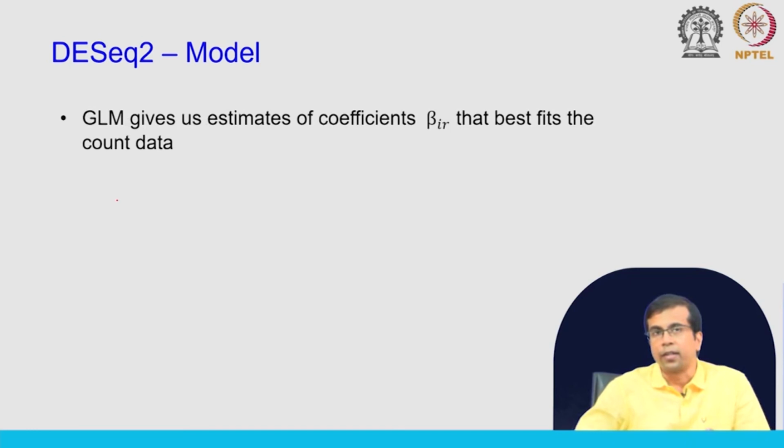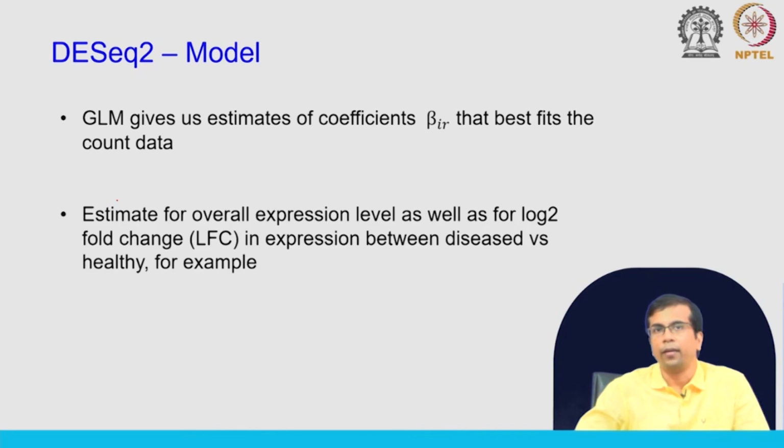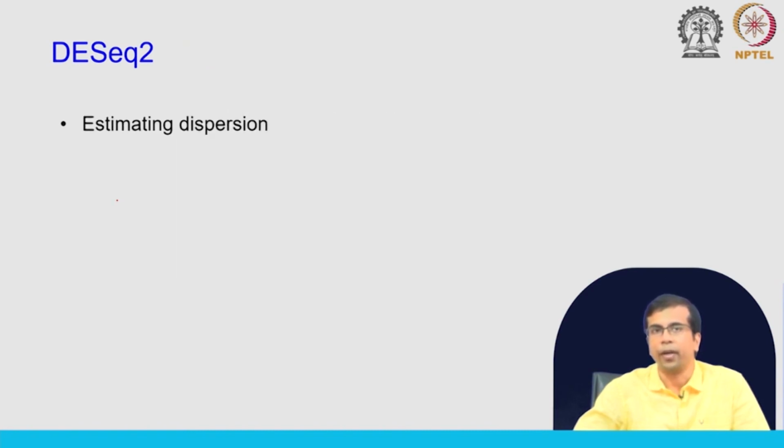Okay, so, what this generalized linear model does is give us estimates of these coefficients, the betas present in the model, that best fit the data. Okay. And in that process what you get is the overall expression level for each gene as well as the log2 fold change value for each gene between disease versus healthy samples, for example. You can imagine the similar concept will apply if you are talking about condition 1, condition 2 analysis, etc. So, with this model you get the log fold change as well as the mean expression level for each gene. Okay.